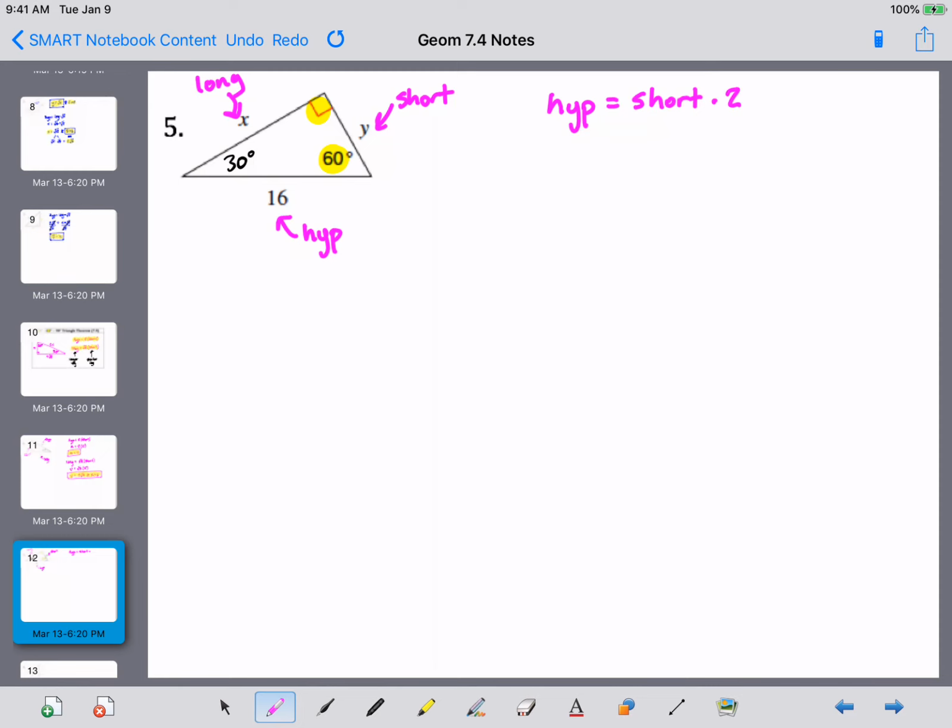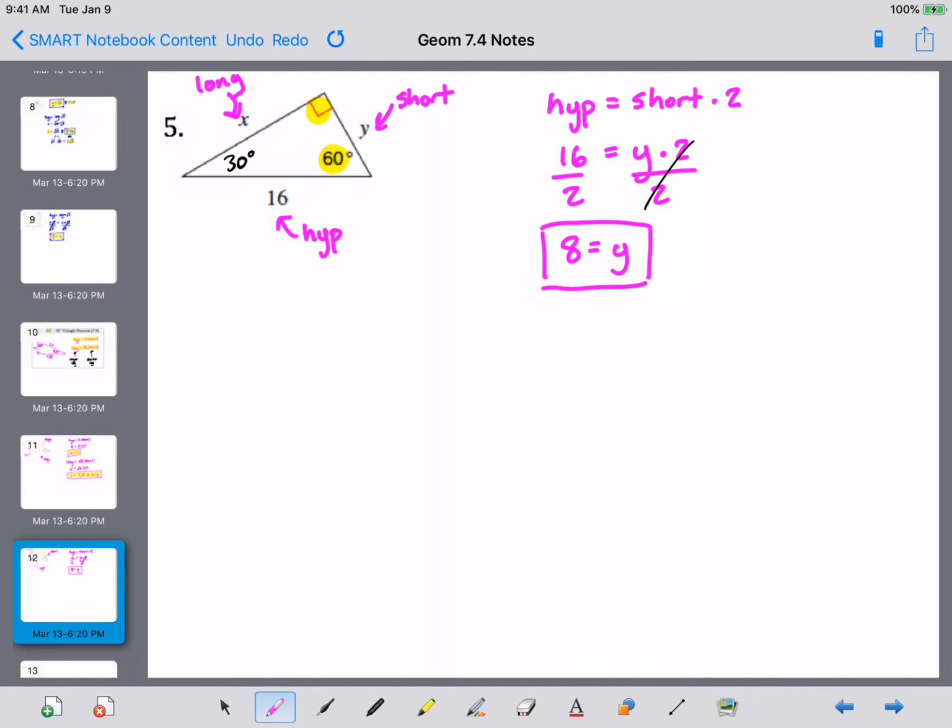So hypotenuse, remember, is equal to the short leg times 2. In this case, 16 is equal to, here they're calling the short leg y, times 2. And then to get y by itself, we can divide by 2. So these will cancel here, and we end up with 8 is y. Or in other words, 8 is the length of the short leg.